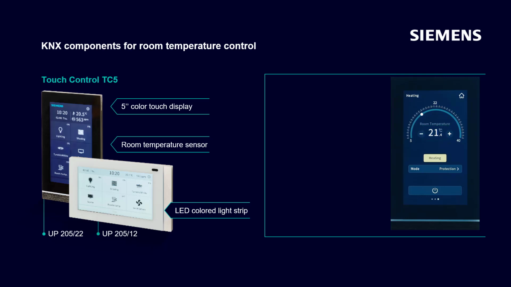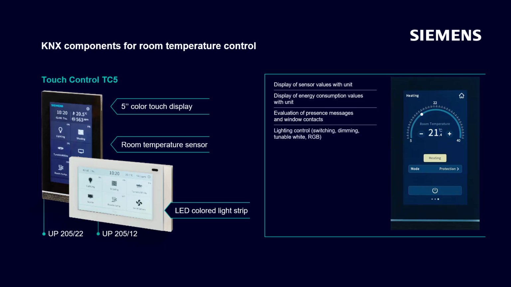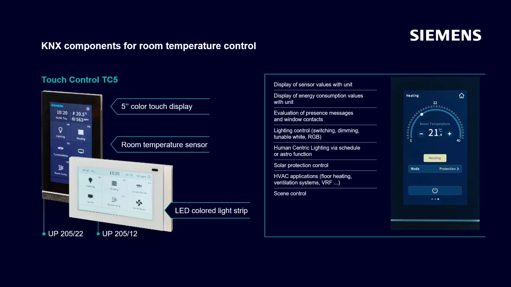Compared to a thermostat, a room control unit has the advantage that in a cross-functional system with KNX, all functions in the room can be controlled by one device, and various room and sensor values can be displayed at the same time. In addition to the room temperature control described here, this includes functions such as switching, dimming, tunable white, colored light control, or human-centric lighting. This includes the control of solar protection, other HVAC applications such as floor heating, ventilation systems, VRV, VRF applications are realizable, or also a scene control, various logic functions, timer functions, alarm handling and much more.